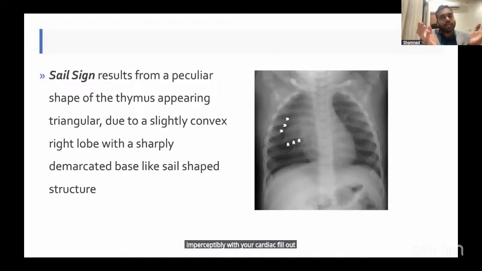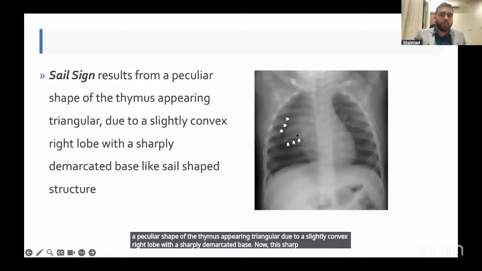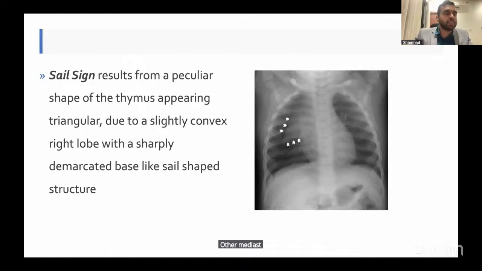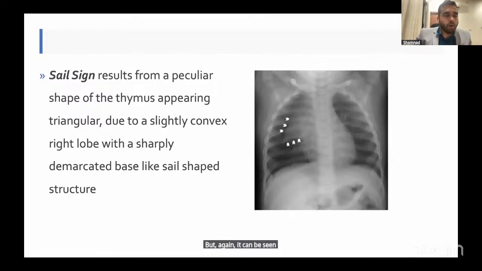And so it is just like with a smooth blending, you see a superior mediastinal fullness. And the sail sign results from a peculiar shape of the thymus appearing triangular, due to a slightly convex right lobe with a sharply demarcated base. Now, this sharp demarcation is very important, and it is one of the differentiations from other mediastinal masses like mediastinal tumors, because they will never cause this sharp inferior margin. It is usually seen on the right, but again, it can be seen bilaterally also. So this is called your sail sign.